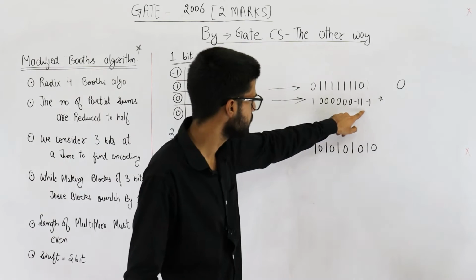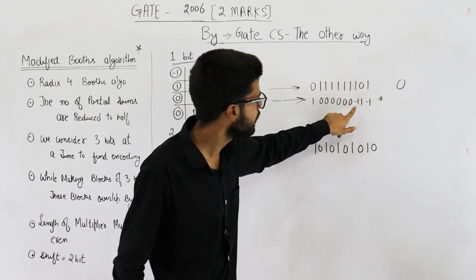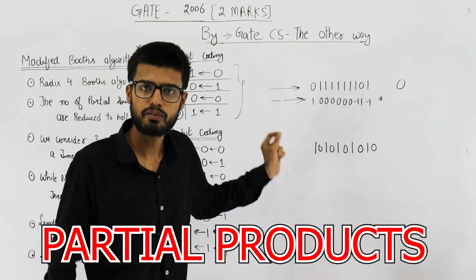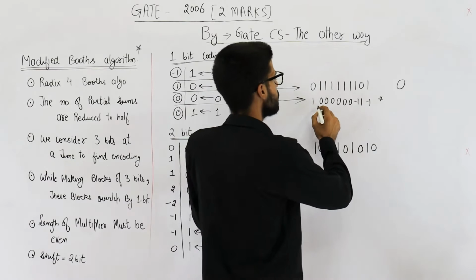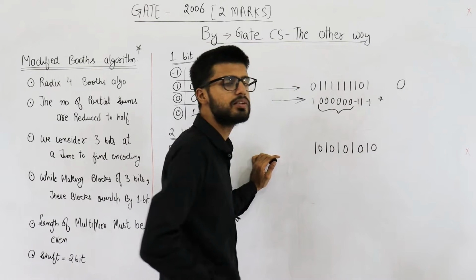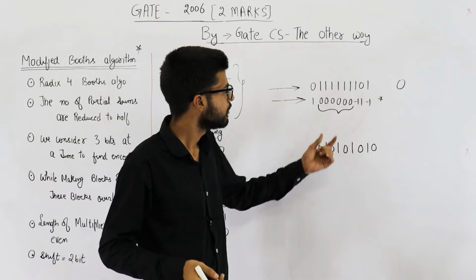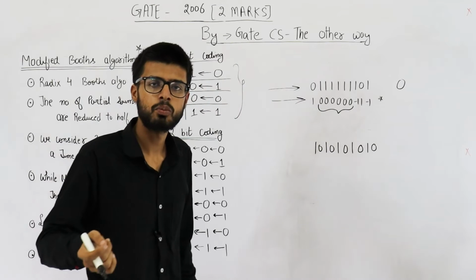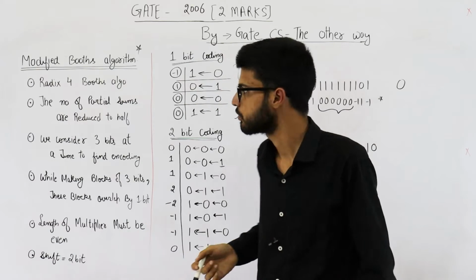How many partial sums will be generated in normal Booth's algorithm? They will be 1, 2, 3, 4, 5, 6, 7, 8, 9, 10. Okay, one partial sum for each bit. But why are we using this algorithm? Because for all of these zeros, you don't need any partial sum. Okay. So Booth's algorithm is beneficial. Moreover, it works for negative numbers also.